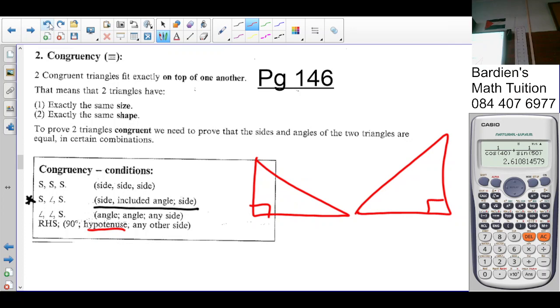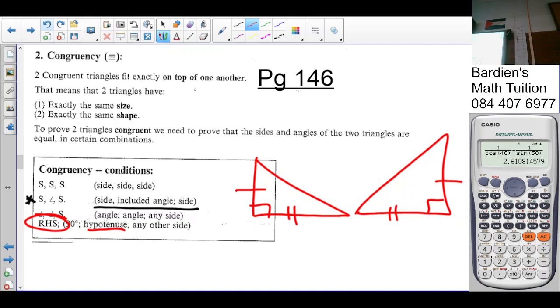You use angle, you use that side. Will these two triangles be congruent? Yes. Why? Which case of congruency are we using here? RHS? No. Are we using the hypotenuse? No. But what do we have? We have a side, angle, side. So which case of congruency is this? Side, angle, side. Make sense, people?